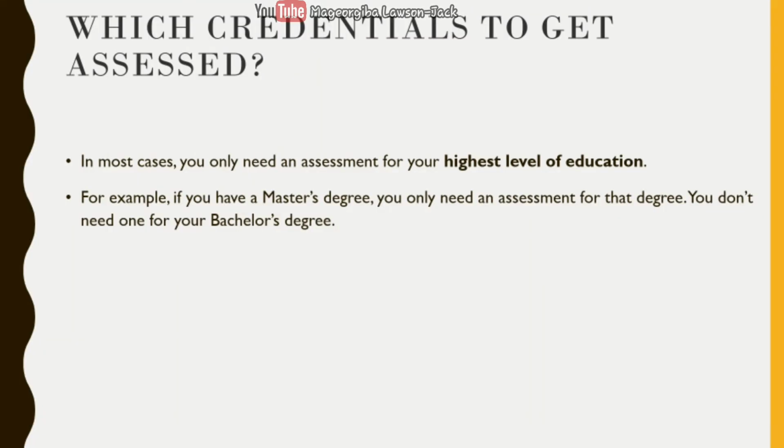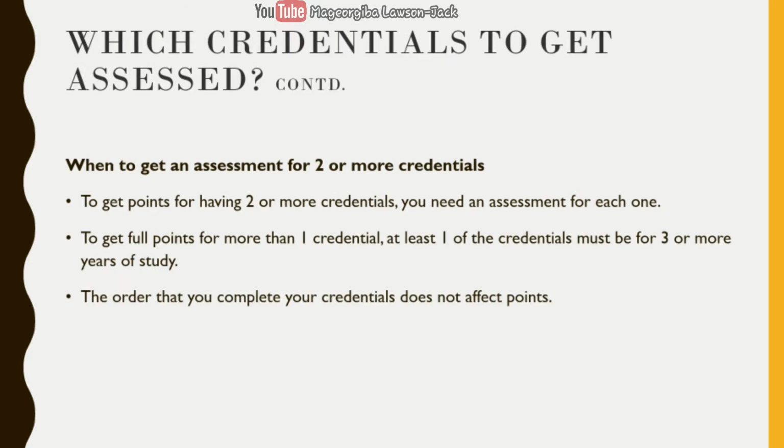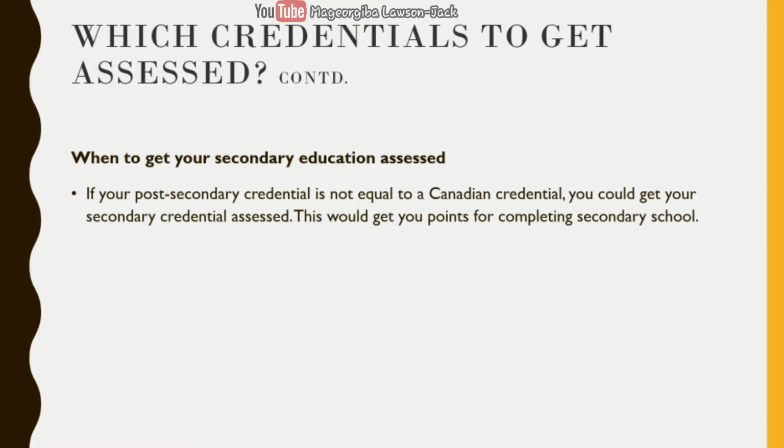In most cases, you only need an assessment for your highest level of education. For example, if you have a master's degree, you only need an assessment for that degree. You do not necessarily need one for your bachelor's degree. However, to get points for having 2 or more credentials, you need an assessment for each one. To get full points for more than one credential, at least one of the credentials must be for 3 or more years of study. If your post-secondary credential is not equal to a Canadian credential, you could get your secondary credential assessed. This would get you points for completing secondary school.